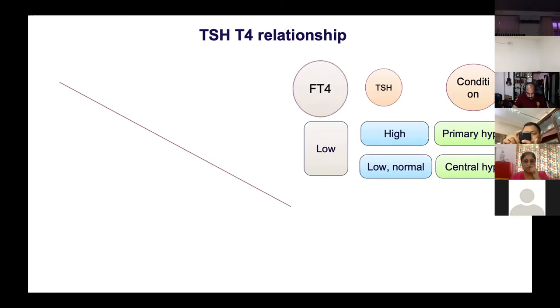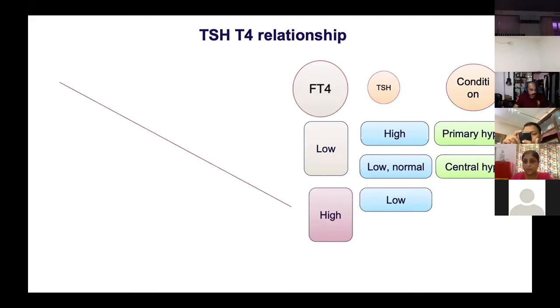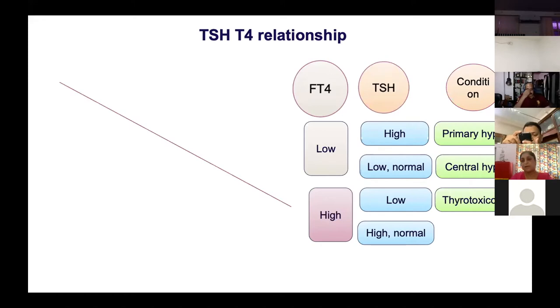On the opposite extreme, if the levels of thyroid hormones are high and the TSH levels are low, what do you suspect here? That is hyperfunctioning, hyperthyroidism, thyrotoxicosis. If the free T4 levels are high and the TSH is suppressed, you think of primary hyperthyroidism.